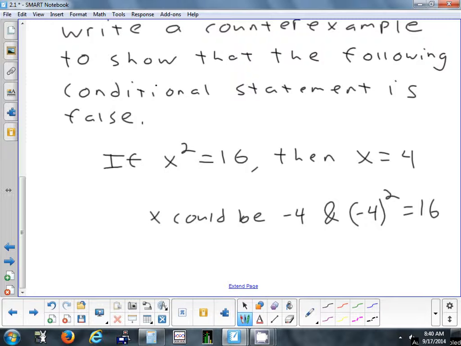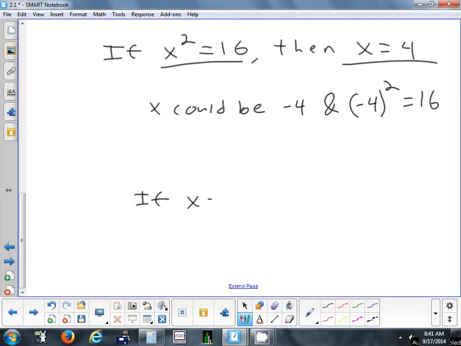Now, let's suppose we switch the hypothesis and the conclusion. If x equals 4, then x squared equals 16. That's a different statement. Is that true? That's always true. If x is 4 and you square it, you get 16. So by switching the hypothesis and conclusion, I took a statement that was not always true and made it so it is always true. Okay? And there's a name for doing that, which we'll talk about.